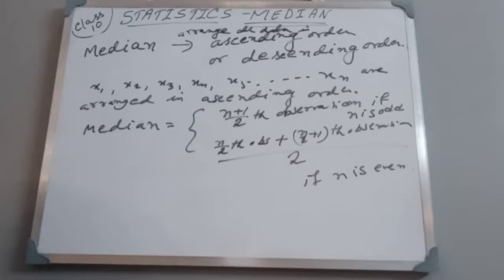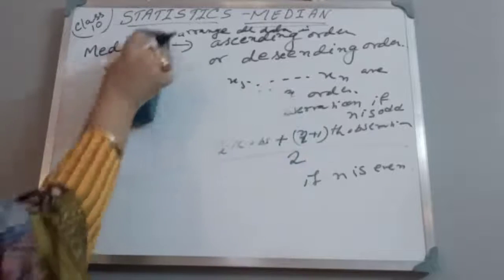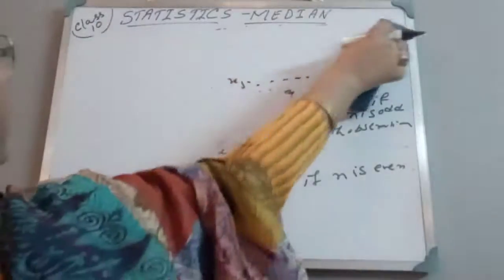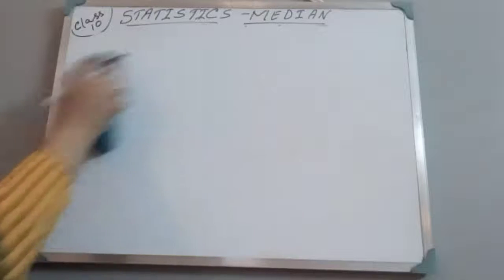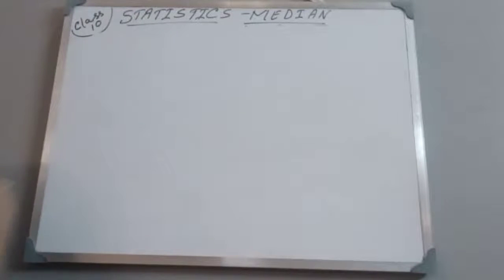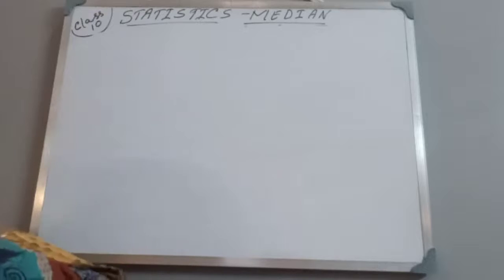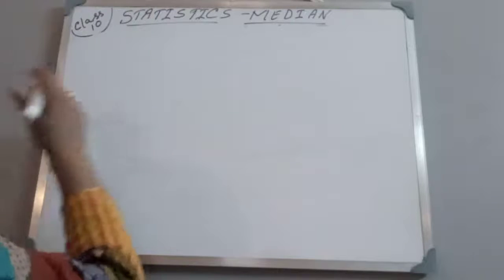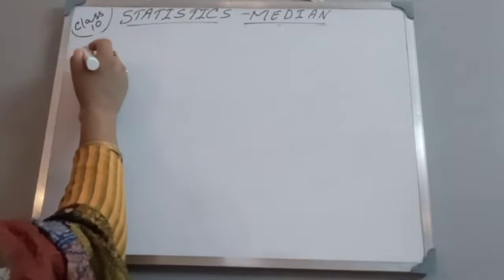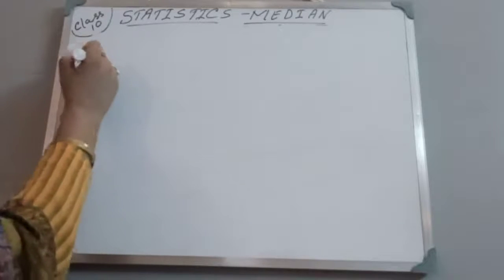Now median can be obtained. This is for ungrouped data, and now I will explain when frequency will be there. Median can be obtained from frequency distribution table also. In that case, we have to find cumulative frequency.